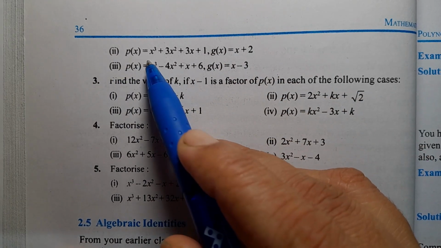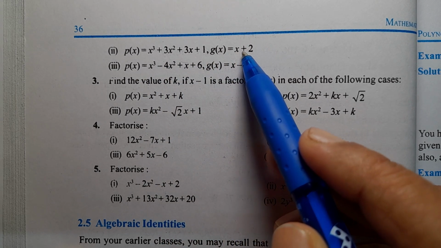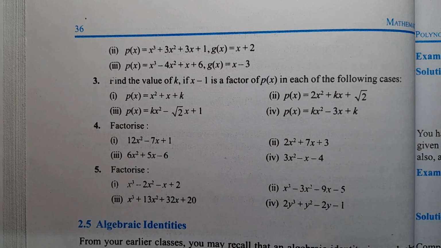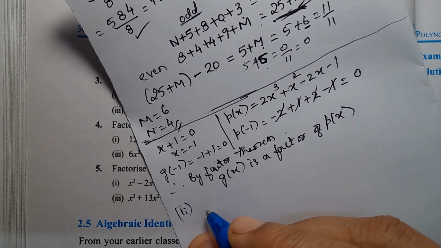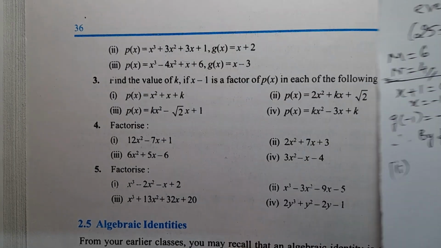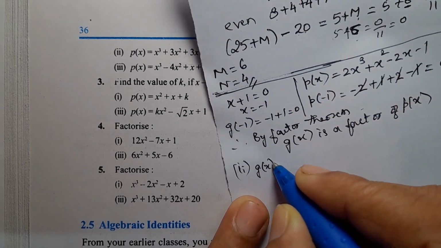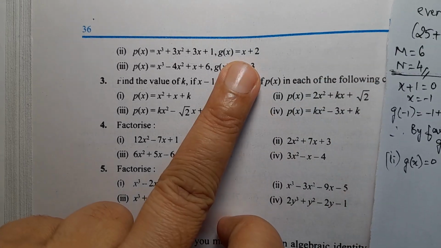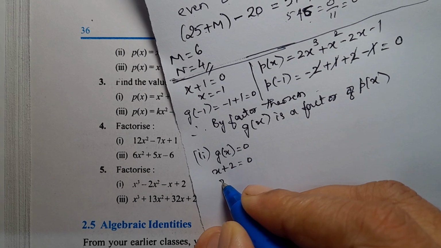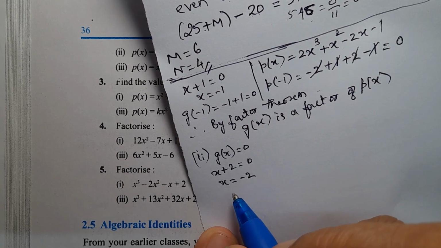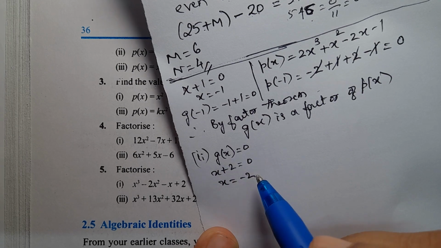Second one, p of x equal to x cube plus 3x square plus 3x plus 1 and g of x equal to x plus 2. We have to find the zero of g of x, that is x plus 2. x plus 2 equal to 0, so then x equal to minus 2. So the zero of g of x is minus 2.